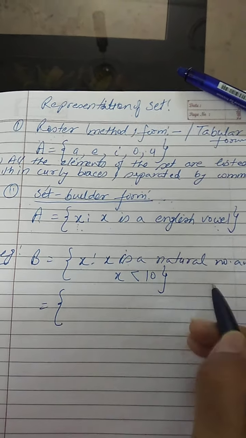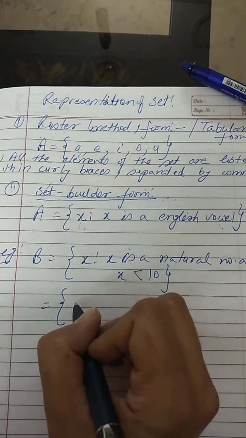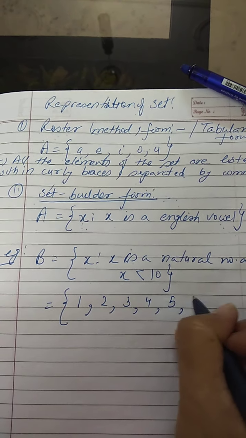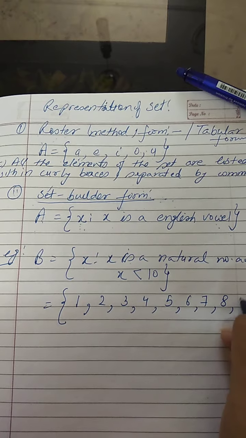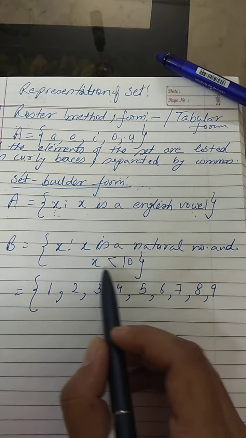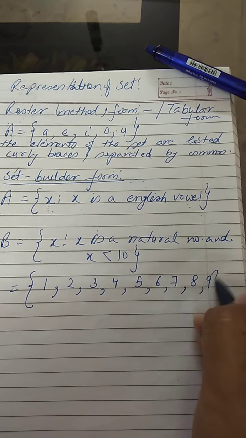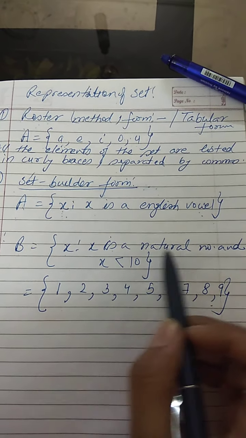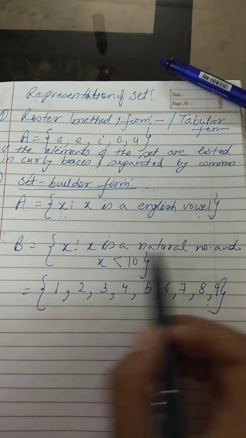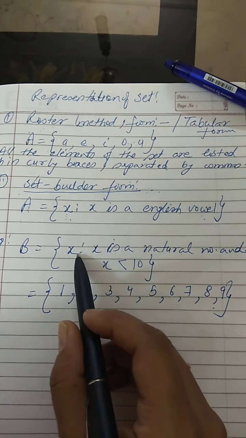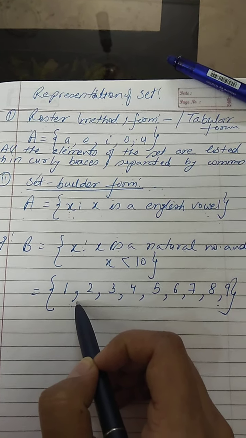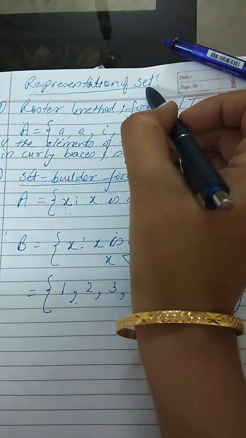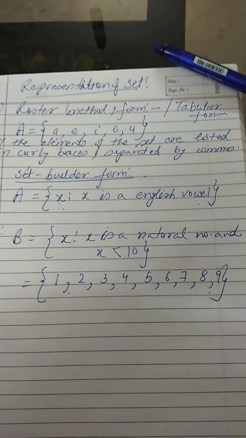So when I list all the natural numbers which are less than 10, the first natural number 1, then 2, 3, 4, 5, 6, 7, 8 and 9. Because we want all the natural numbers less than 10, so 10 cannot be included. That's it. When I list them, it is the roster form. When I write down the property of the elements, it is the set builder form. So the same set but in two different forms. Clear? So this is all about the representation of the set, roster form and set builder form.